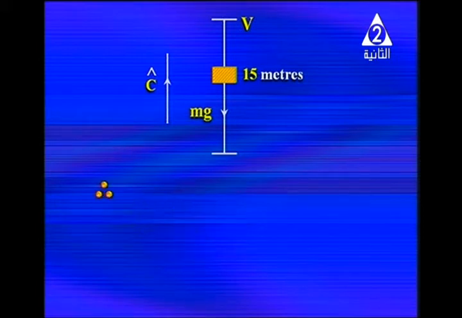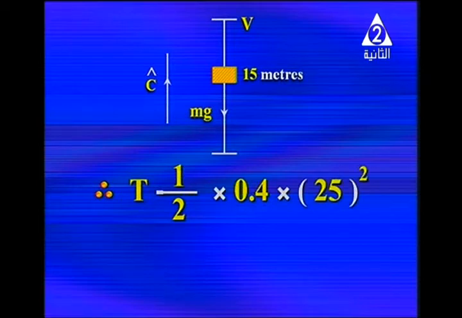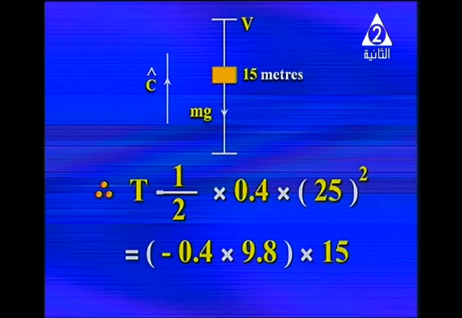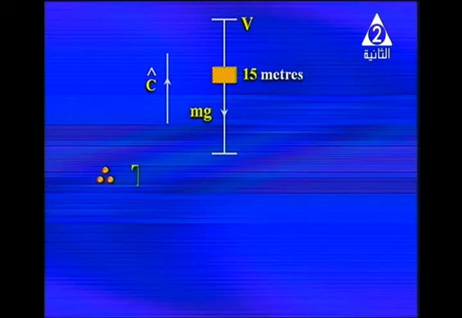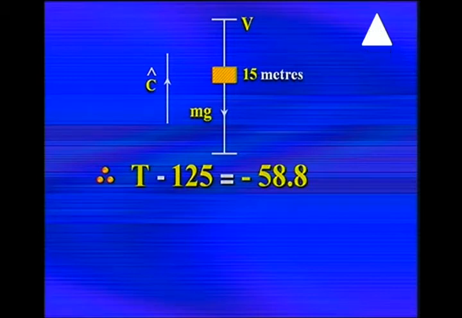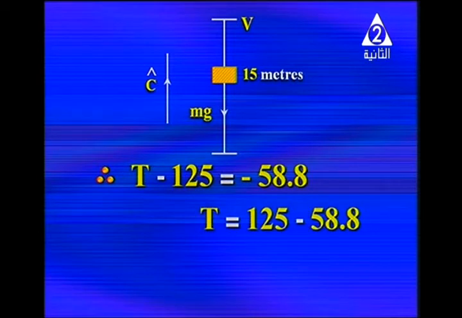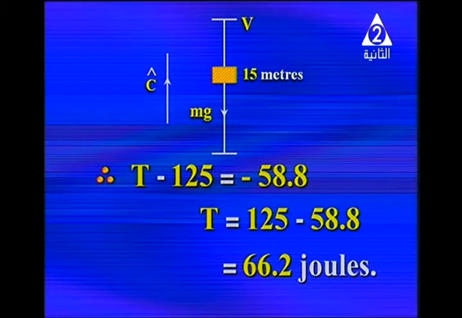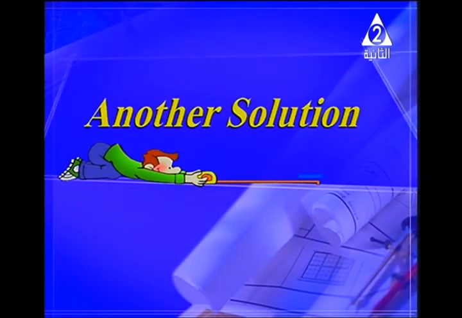Then T minus half times 0.4 times 25 squared equals negative 0.4 times 9.8 times 15. By using simplify, we find the value of T is 66.2 joule. Another example. We have another solution to this example.